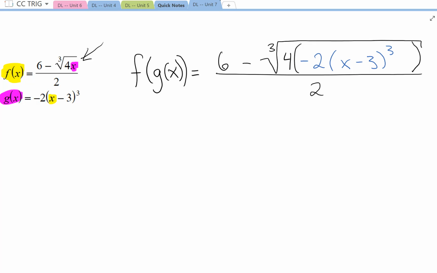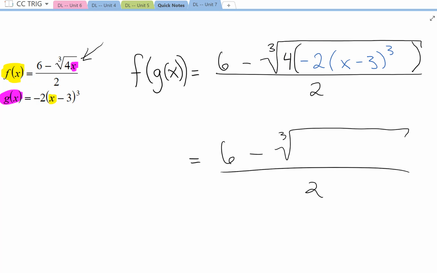It's really important to recognize that you cannot cross off these 3's unless everything underneath here is a product. And then you can cube root everything underneath here if you want to. This 4 and negative 2 are also under the cube root, so we can't just cross off the 3's and pretend that we never had to take the cube root of this product.